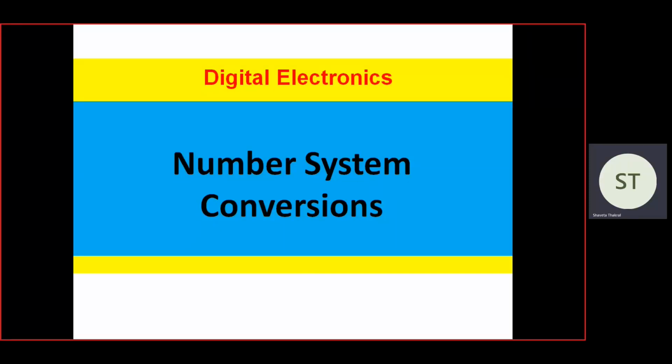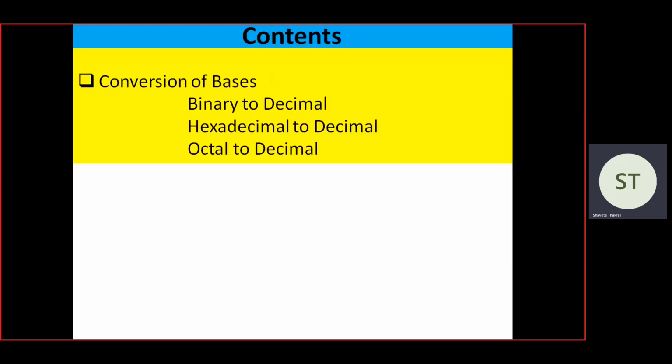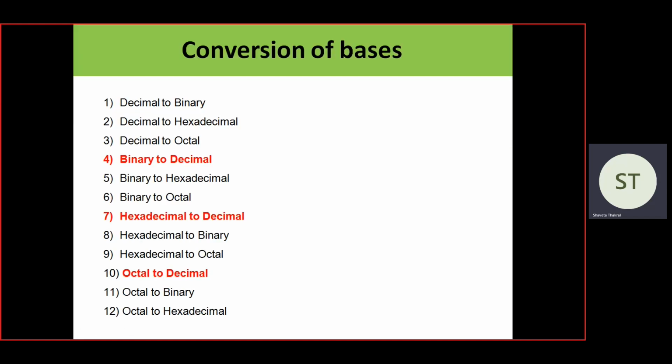In this lecture, we are going to discuss number system conversions, and we will cover the following conversion of bases. First, binary to decimal. Then second is hexadecimal to decimal, and third is octal to decimal. Among all the 12 conversions, we are discussing the 4th, 7th and the 10th conversion.